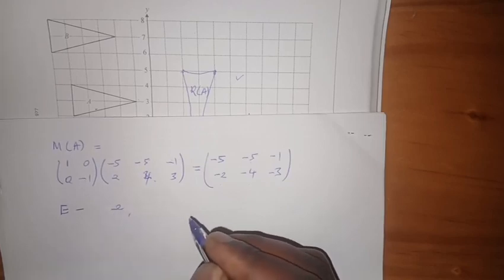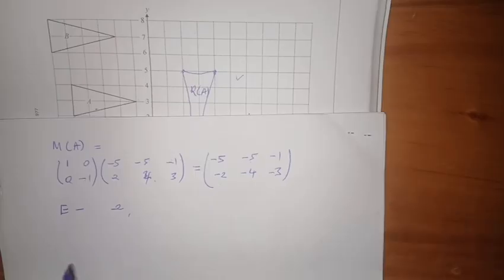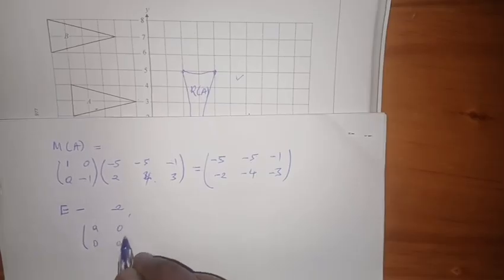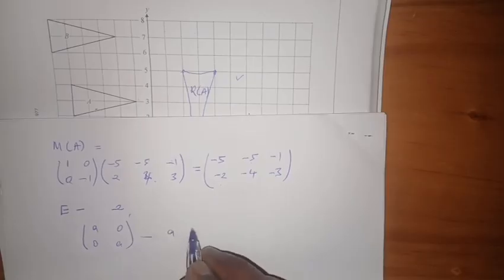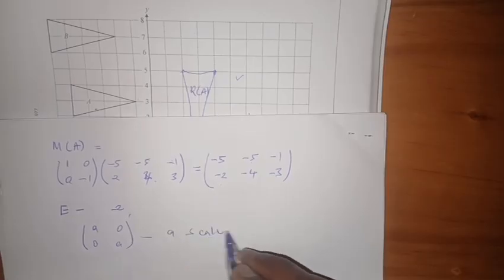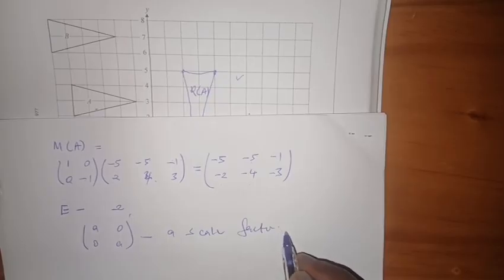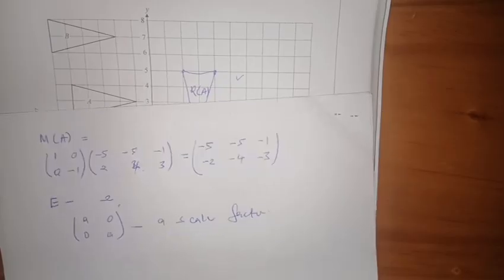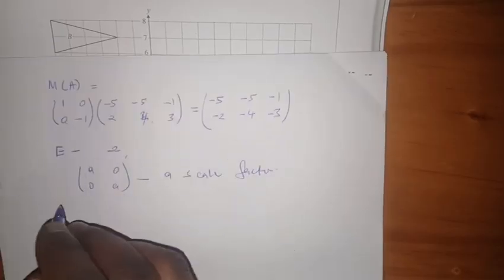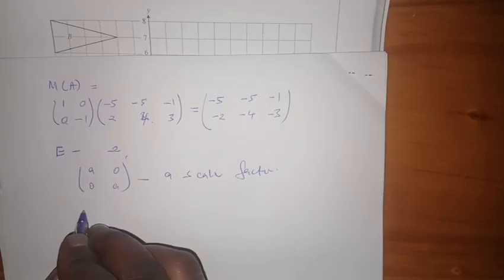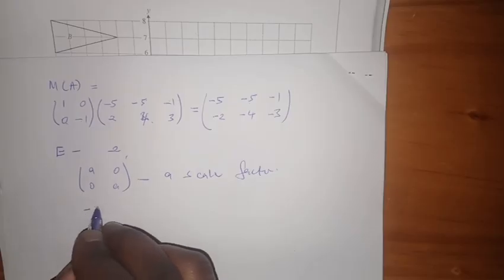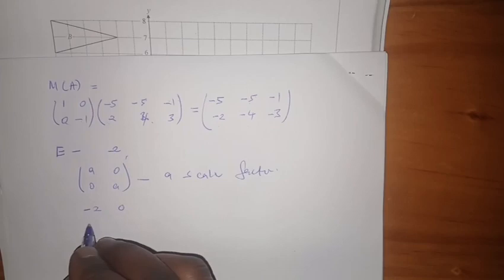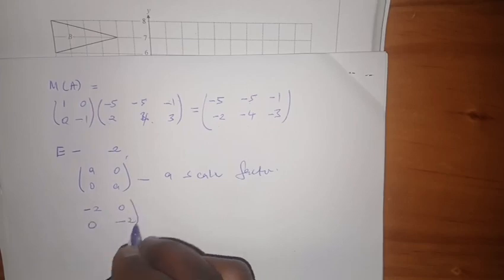So for an enlargement, it's not a big problem. We know the matrix for enlargement. It's A, 0, 0, A, where your A is the scale factor. That means that we are now dealing with a transformation defined by negative 2, 0, 0, negative 2.